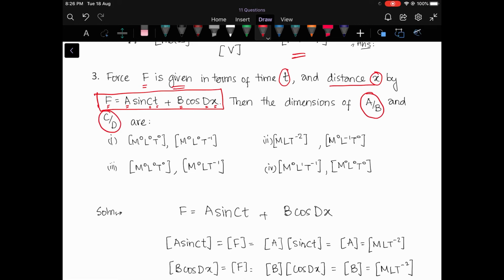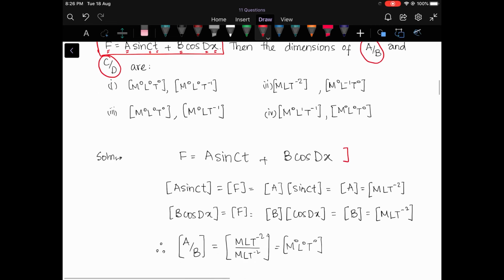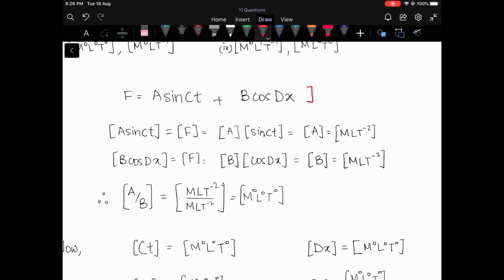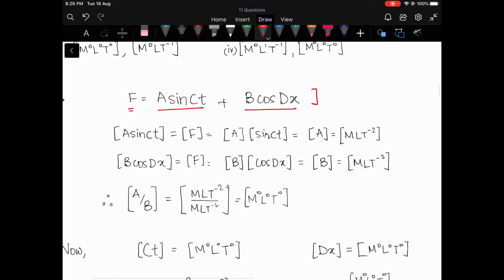Now in order to do this, first we'll try to look at the expression that I have given and try to extract the information that we may get from it. Now, in this expression we have three terms, that is your F, A sine CT, and B cos DX. We know if this formula is correct, then every term must have the same dimensions.